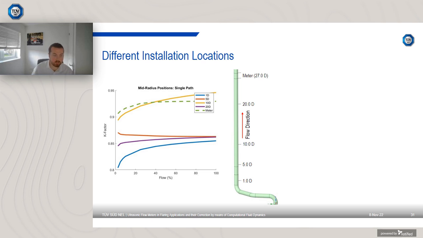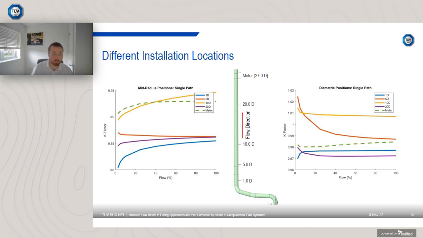So you can see at 1D, the meter is clearly affected by the swirl compared to the K factor at 10D and where the meter is actually located. So depending on where the meter is located, it will sometimes see high velocities and it will sometimes see low velocities. So we also did the same, but for a single path diametric meter.